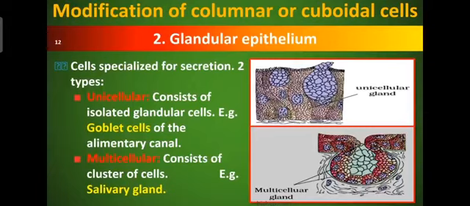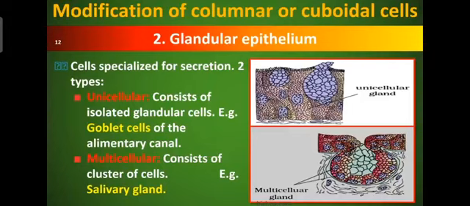The second modification, that is glandular epithelium. Some of the columnar or cuboidal cells get specialized for secretion, and those are called glandular epithelium. They are mainly of two types, unicellular and multicellular. Unicellular consists of isolated glandular cells. In the first diagram you can see one cell, and in that a single isolated secreting gland. For example, the goblet cells of the alimentary canal. Alimentary canal means digestive system. So in the unicellular type, in the cell a gland is there.